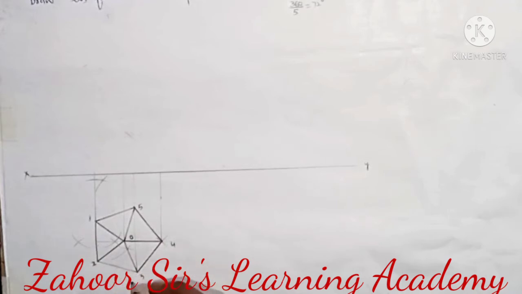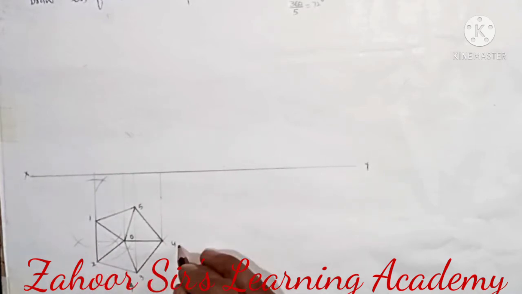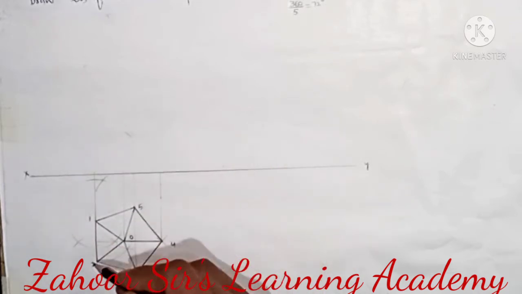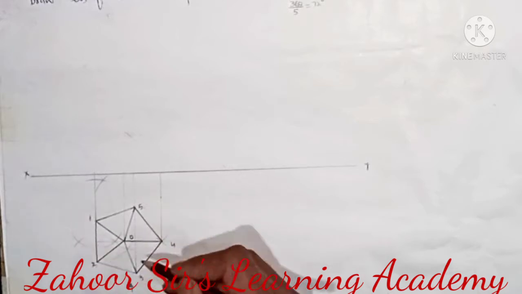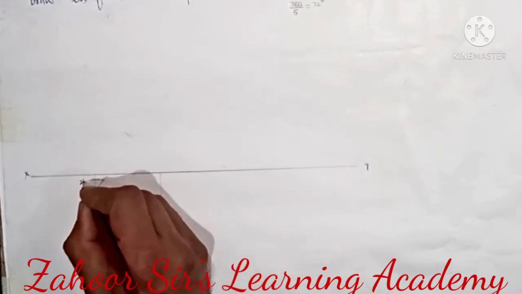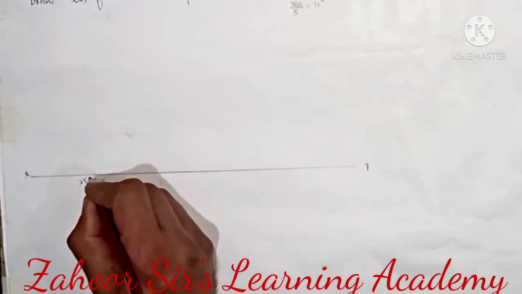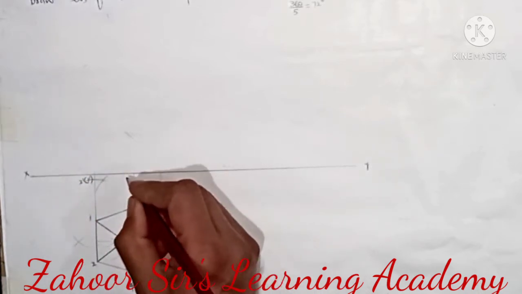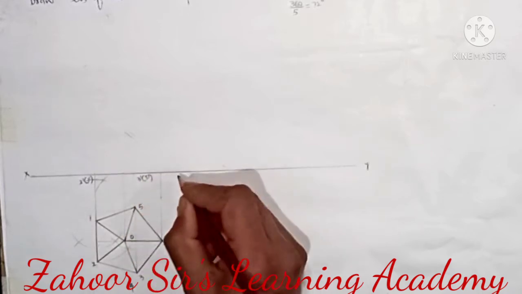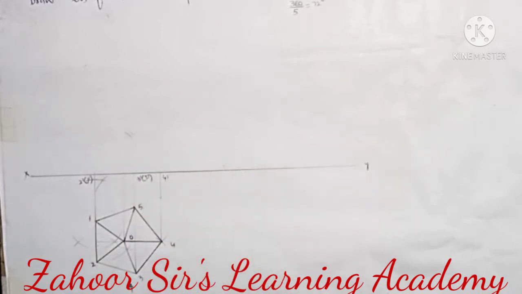So let's name them. If we look from this end, we can see only 2, 3 and 4. The rest, 5 and 1, are behind. 1 is behind 2 and 5 is behind 3. So I will write 2 prime with 1 prime behind it, this is the O point, and this is 3 prime with 5 prime behind, and this is 4 prime.